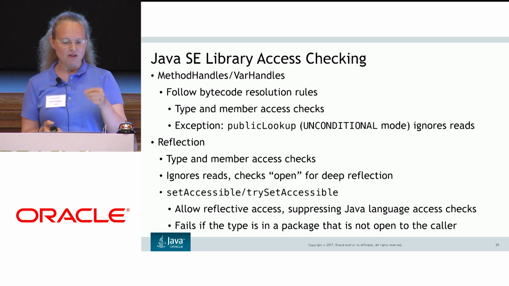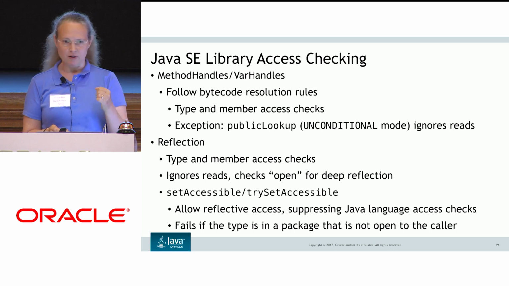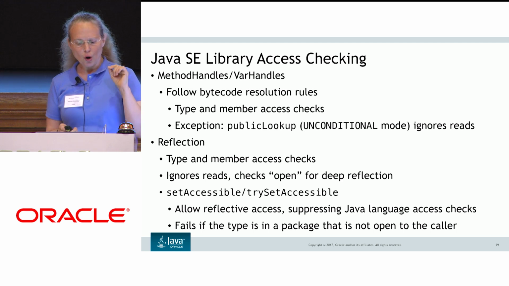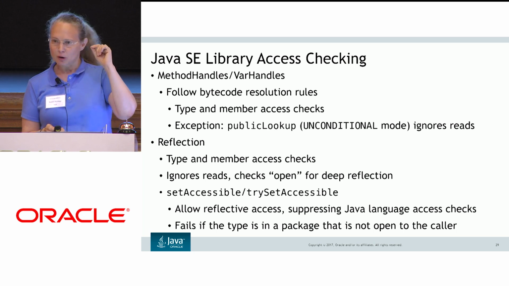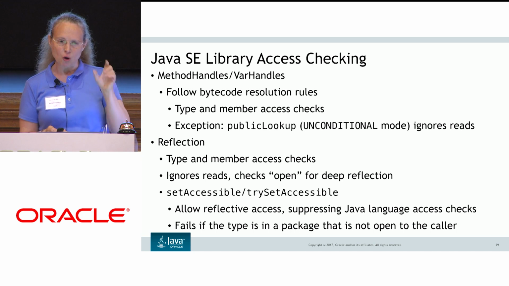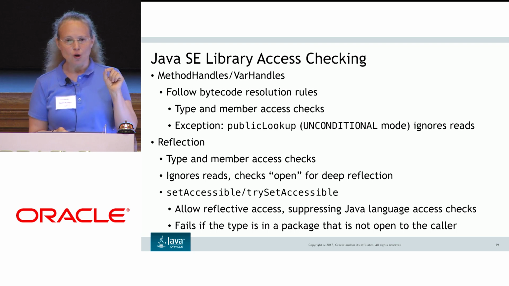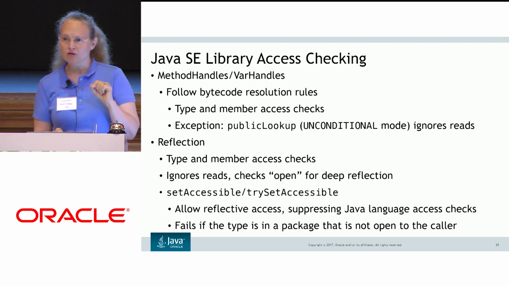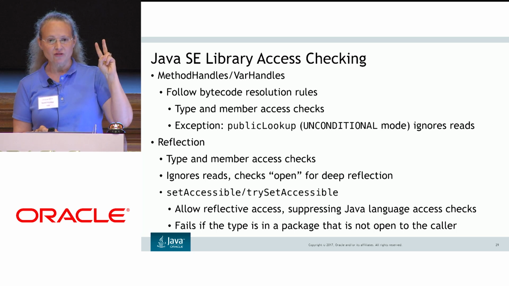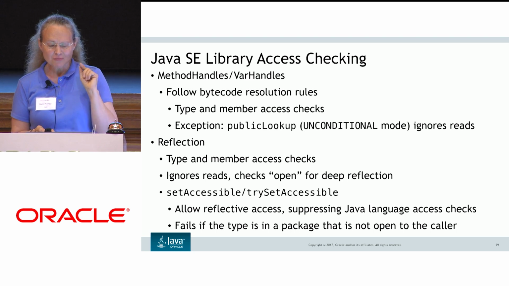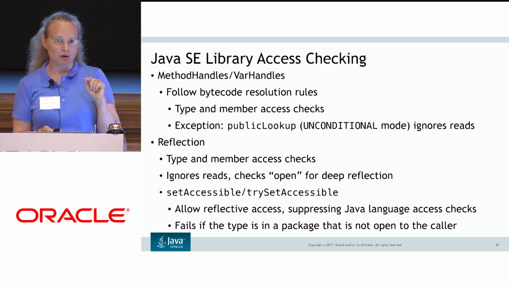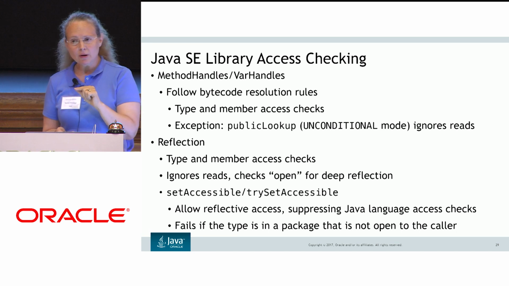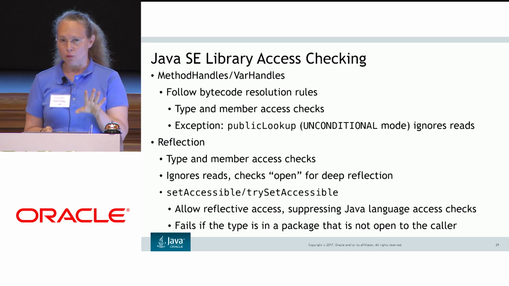Reflection does type and member access checks also. It actually ignores reads because we have so many frameworks we really want to keep working. It does check open. So I talked to you about requires and exports. There are other flags. Opens is one of those. So a package can open to another package. It's analogous to exports. It's explicitly for what's called deep reflection. So it's explicitly to allow setAccessible to work. So you can have a package open. You can have an entire module open.